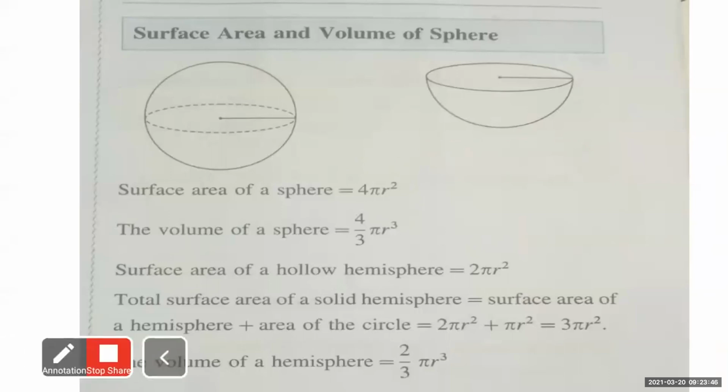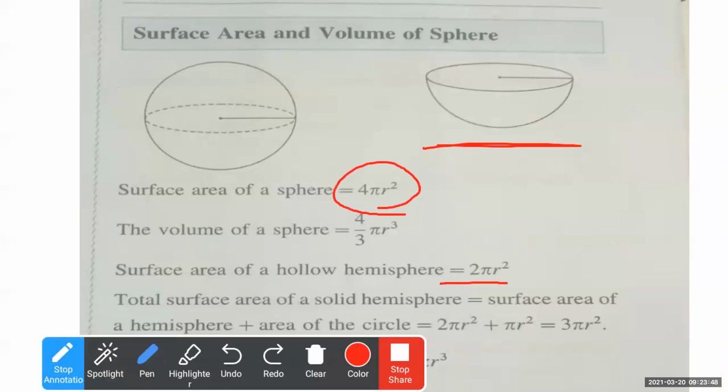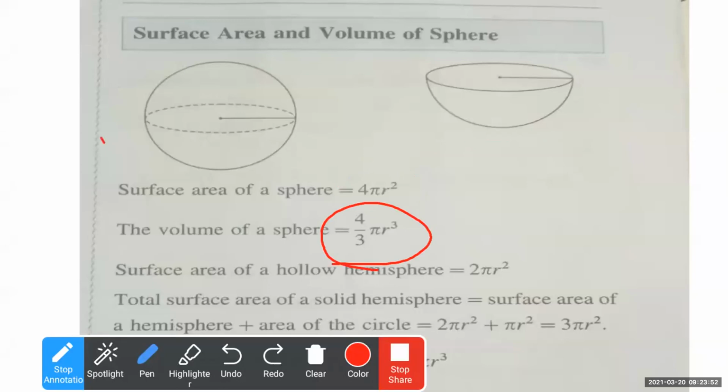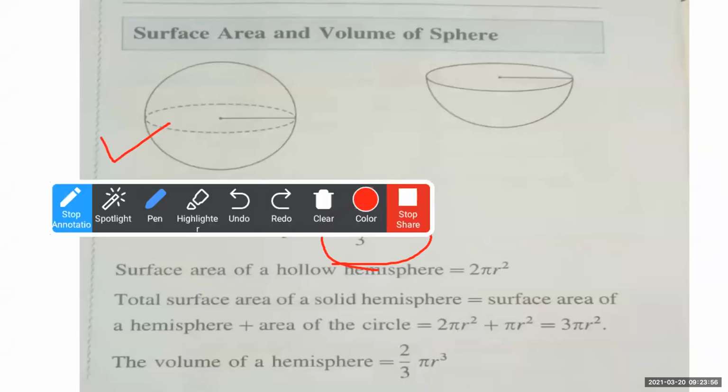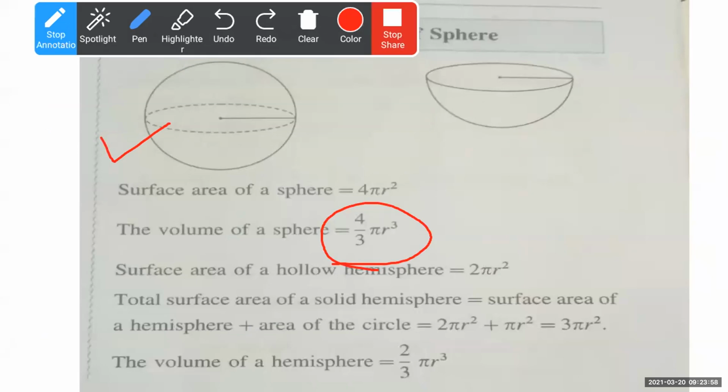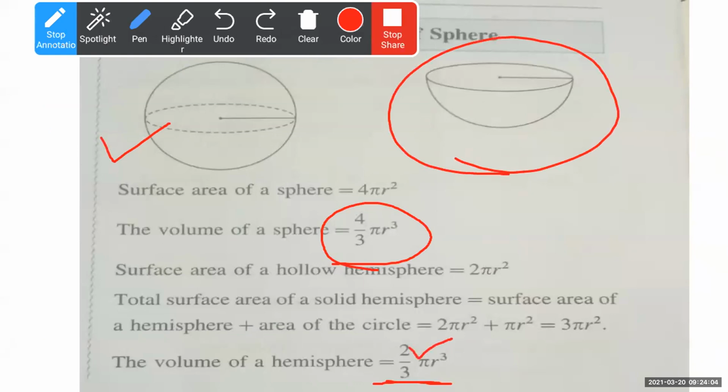So here also you can see that the volume of the whole sphere is 4 upon 3 pi r cube, whereas the volume of a hemisphere, that is a half, is 2 upon 3 pi r cube. Now, whenever we are talking about the volume, the degree will always be 3. So just keep this in mind.